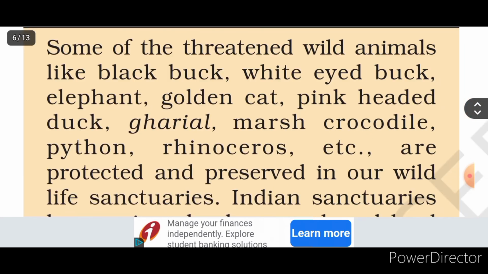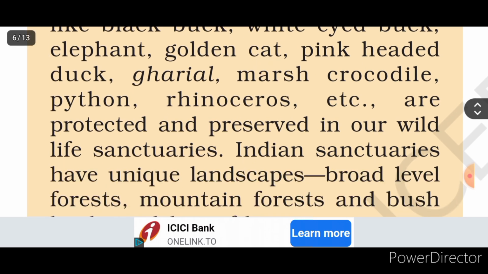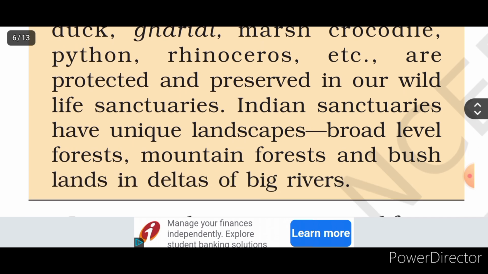Some of the threatened wild animals like black buck, white-eyed buck, elephant, golden cat, pink-headed duck, gharial, masked crocodile, python, rhinoceros, etc. are protected and preserved in our wildlife sanctuaries. Indian sanctuaries have unique landscapes, broad-leaved forests, mountain forests and lush lands in deltas of big rivers.